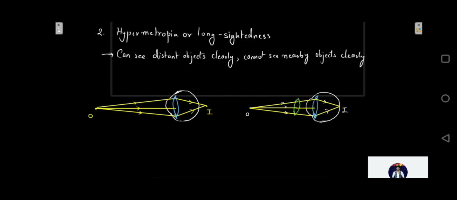This defect in the eye, that is hypermetropia, can be rectified by using a converging lens, that is a convex lens, okay, so that the image is formed on the retina and not behind the retina.